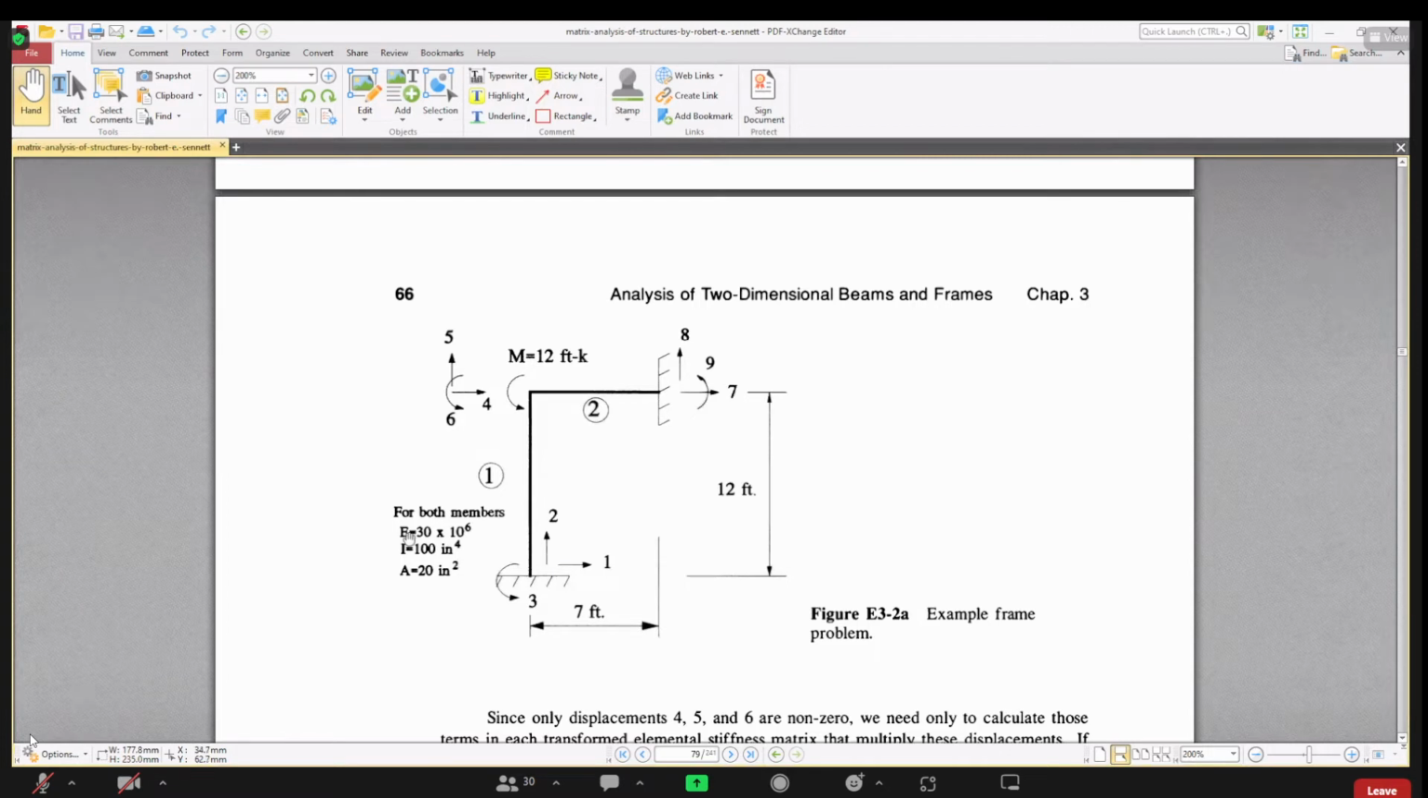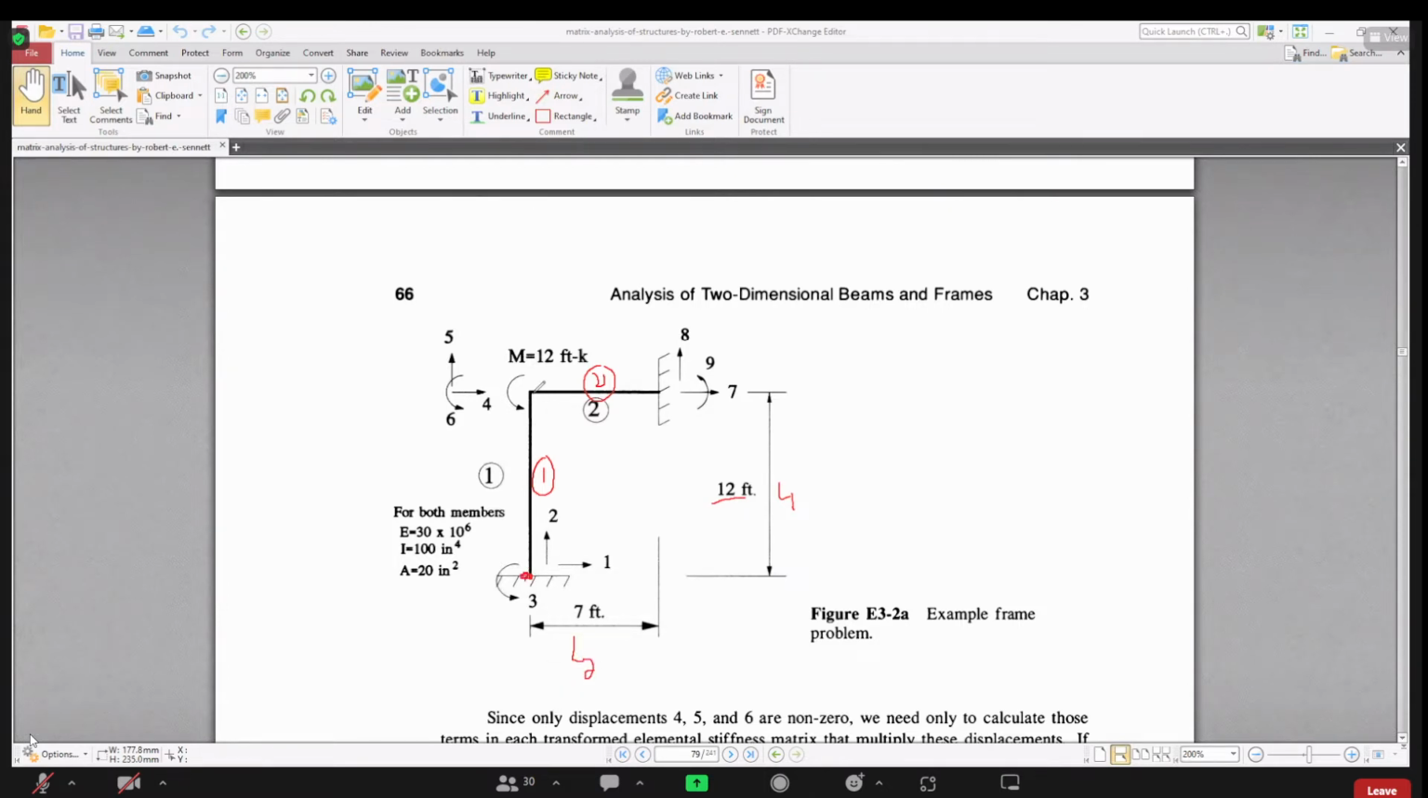Now the properties are given: modulus of elasticity and the moment of inertia. They are the same for all, and the area is also the same for all. The only difference is the length. We have a frame with two elements, element 1 and element 2. The length of element 1 is 12 feet, so you multiply that by 12 to express it in inches. This is the length of element 2.